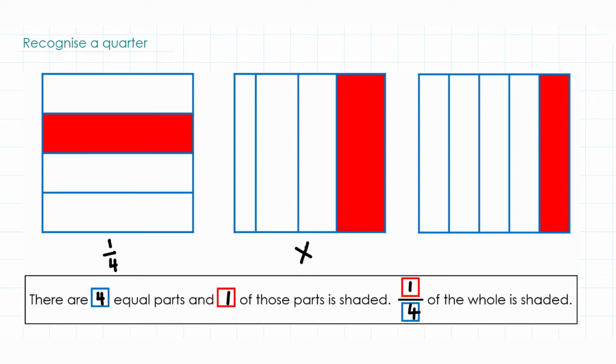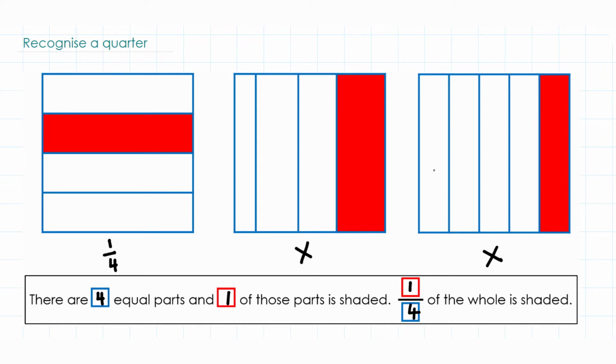No, it does not. There are 4 parts, but they are not 4 equal parts. So it's not 1/4. Fractions are all based on equal parts. And what about the last one? Does this show 1/4? No, it does not. But why not?